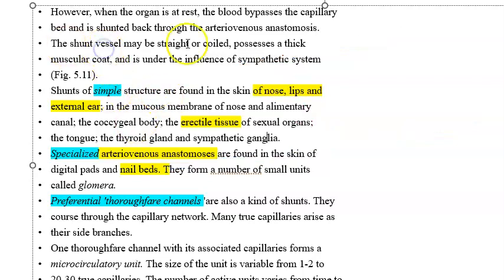Okay, the shunt vessel may be straight or coiled, possess a thick muscular coat and be under the influence of the sympathetic system. So guys, anyways, just look at this. There is a simple shunt. Where will you see all this? It will usually be at the end parts of your body. So what are they talking about? Nose, lips, ear, then erectile tissue of sexual organs, coccygeal body. So just remember, towards the end everything.